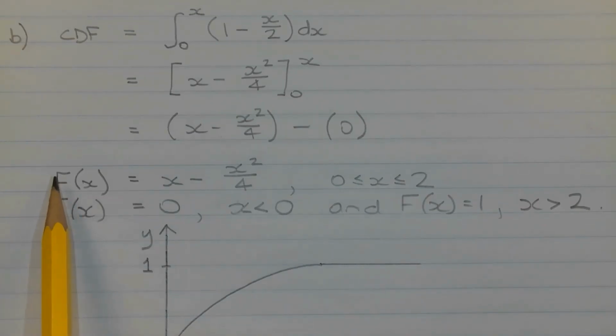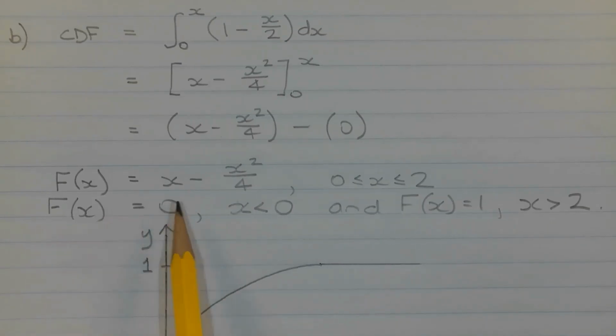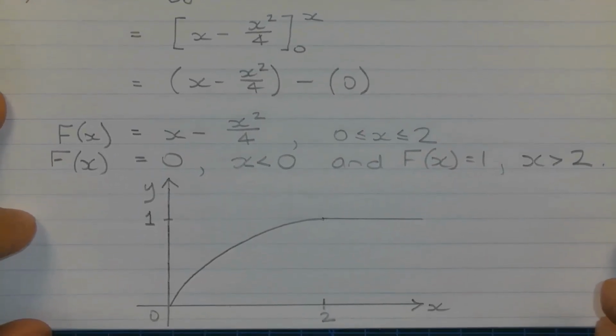So the CDF, capital F of x, is equal to x minus x squared over 4, and it's defined in the interval x greater than or equal to 0 and less than or equal to 2. Now, capital F of x is equal to 0 for values of x less than 0, and capital F of x is equal to 1 for values of x greater than 2. Let's have a look at the graph of capital F of x.